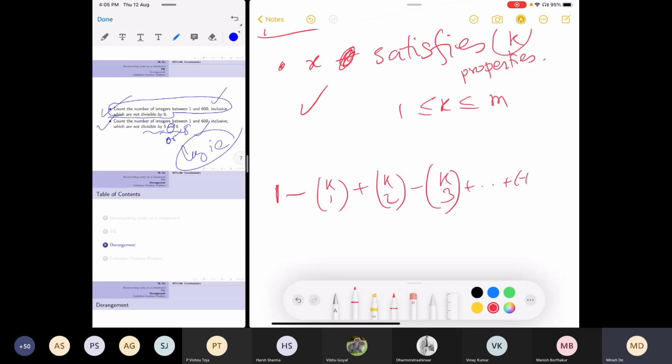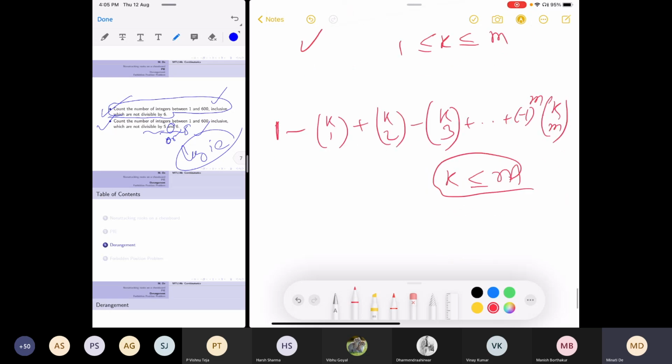Up to (-1)^m times k choose m, right? So that many times it might be counted. Now if k is strictly less than m, do you know what the value is? If it is strictly less than m, then it is 0. Strictly less than, that's a good point. So it is 0, right?